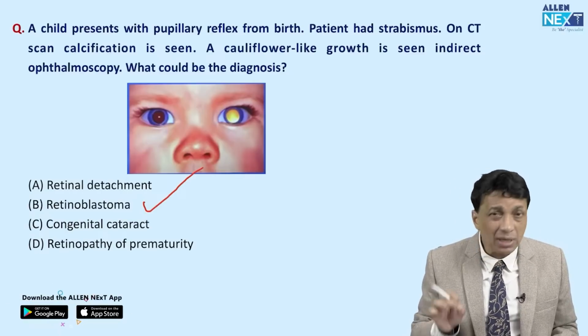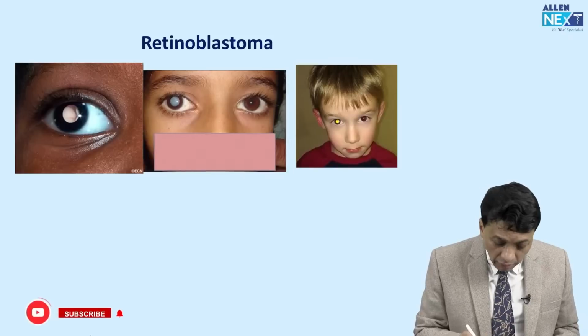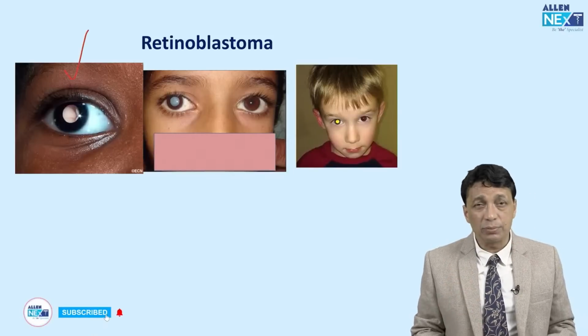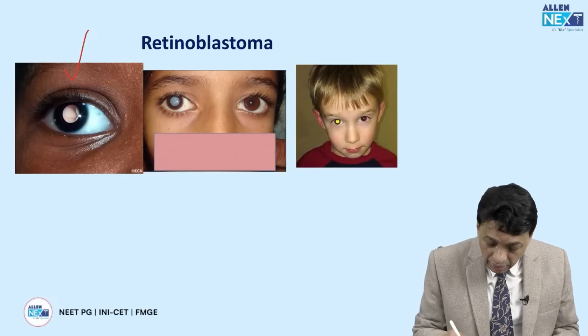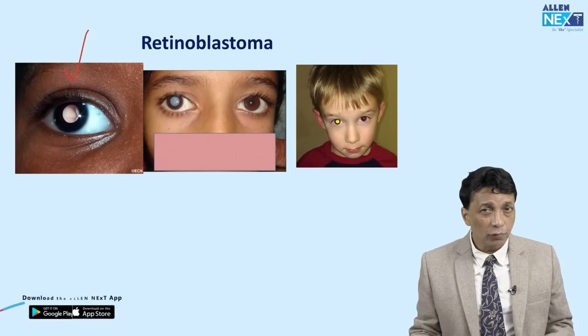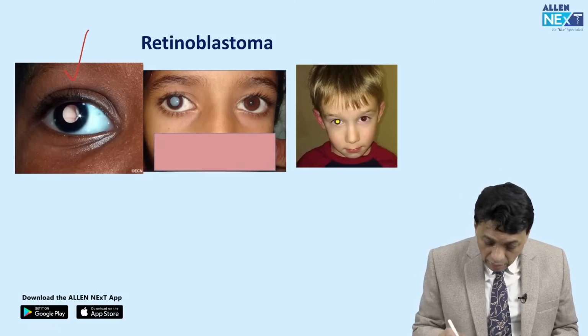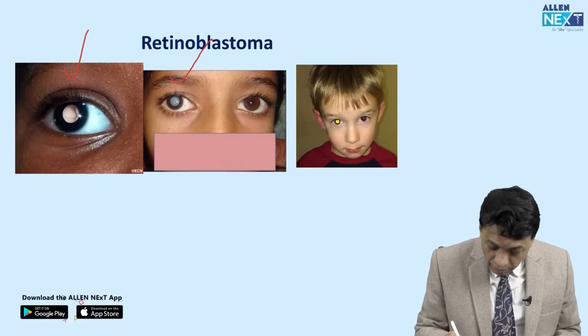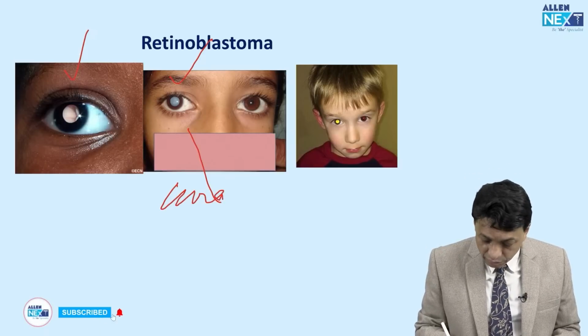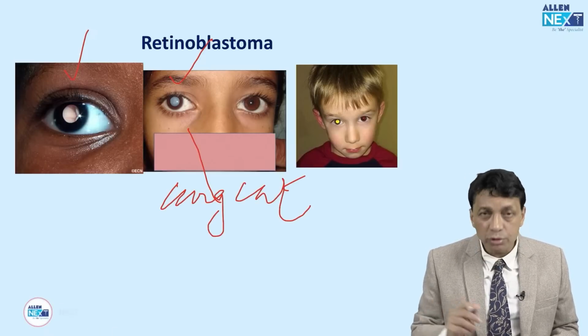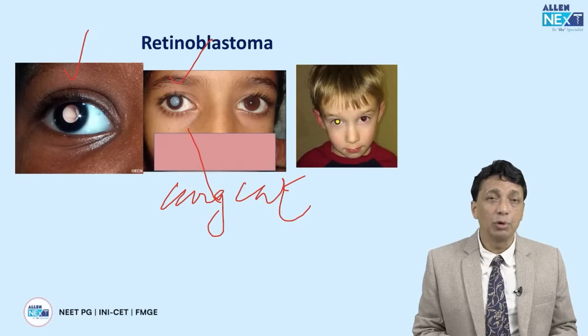So please remember multiple signs of leukocoria, which you can see in the first picture. You see the white pupil, and that white pupil appears as the calcification. But remember, you can have other differential diagnoses of white pupil in children also, is it not? So see, this child also has a white pupil, but this is not retinoblastoma. It is congenital cataract.